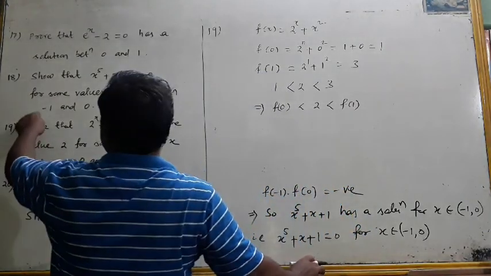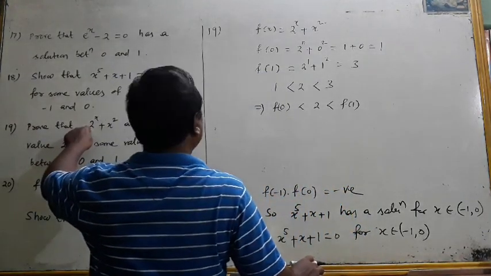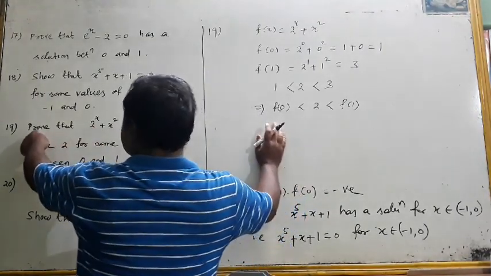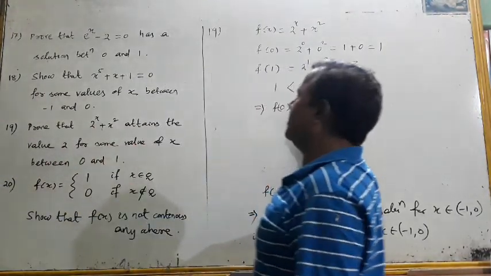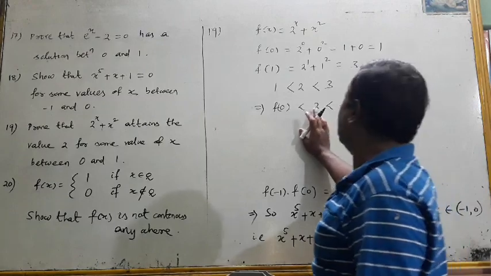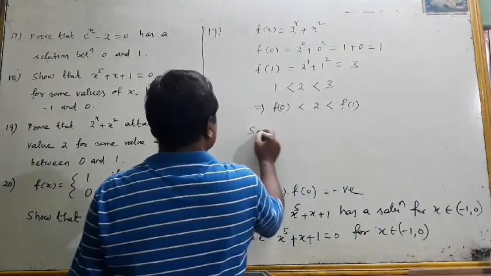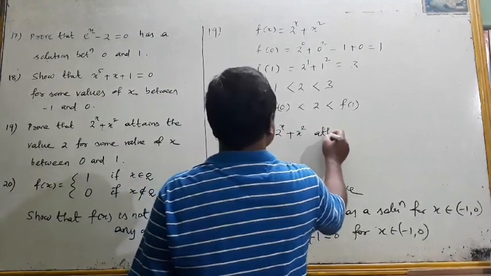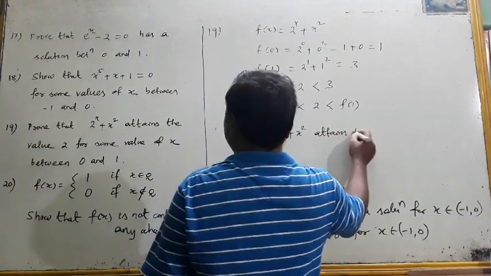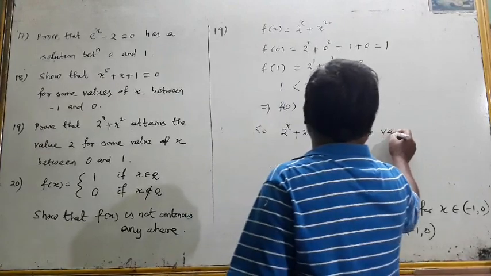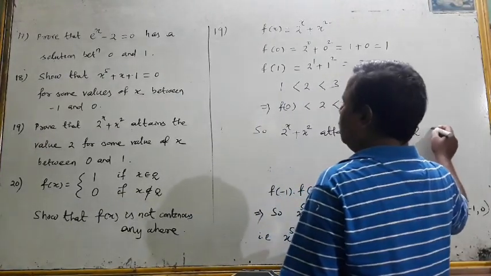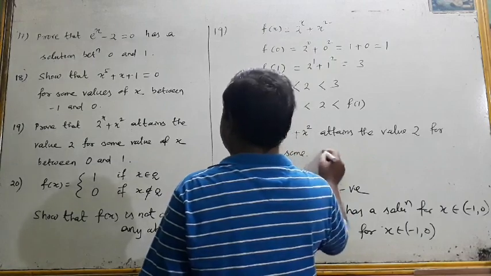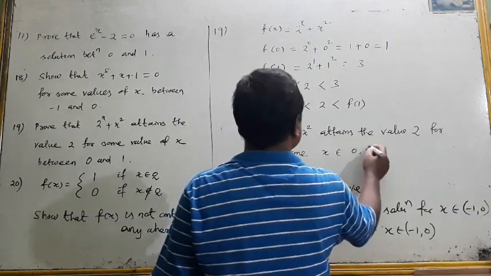So we can say that 2 to the power x plus x square attains the value 2 for some x belongs to (0, 1).